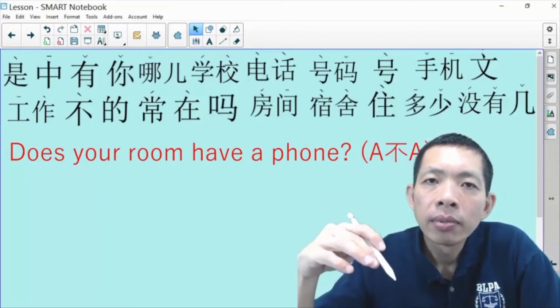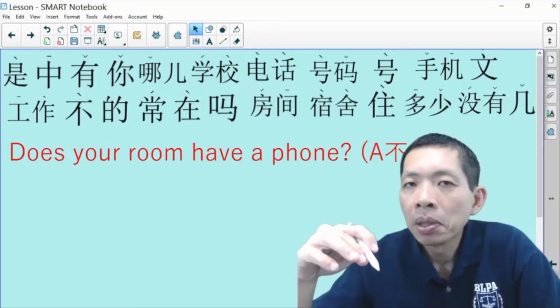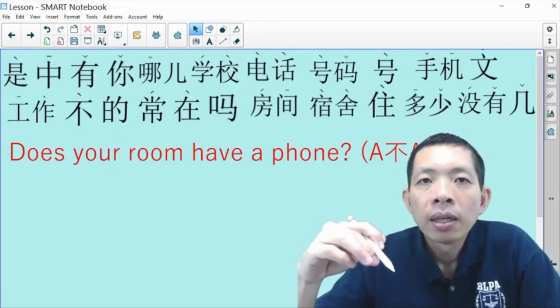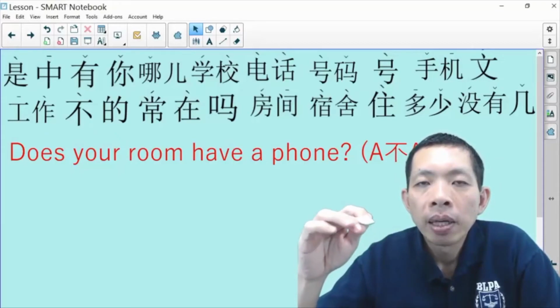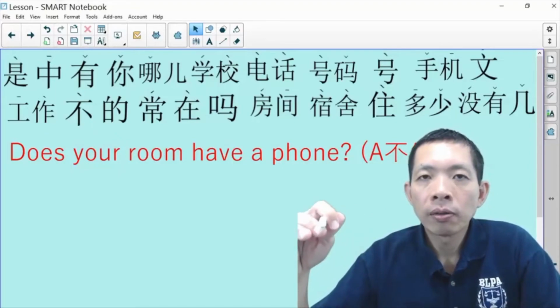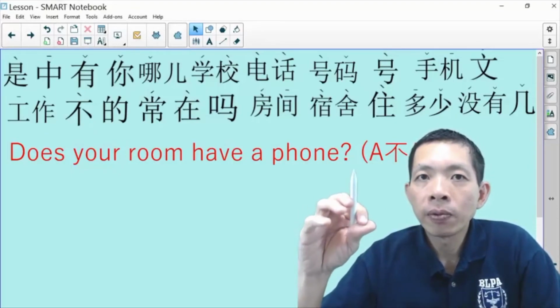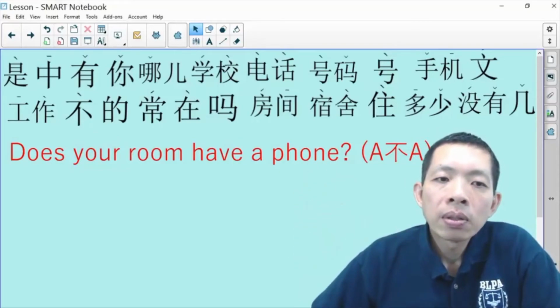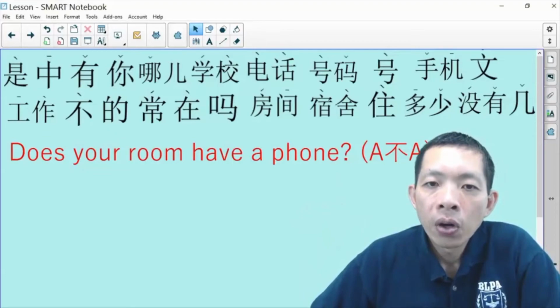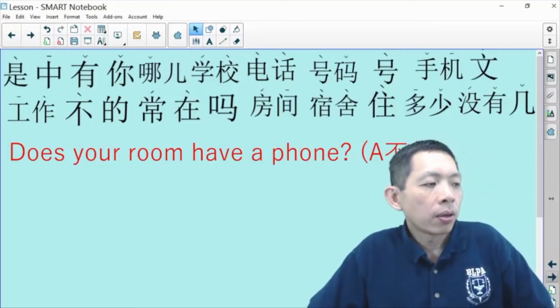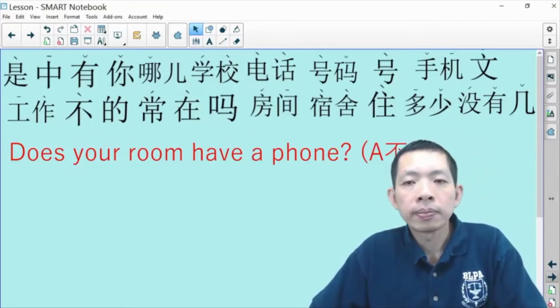This lesson, this activity is going to be a little bit shorter compared to the previous ones, mainly because there are not too many grammatical points that we really need to focus on, except for the number. Okay, so does your room have a phone? So you're going to use an ABA structure. Do you still know how to use ABA structures? Okay, what is the ABA structure?